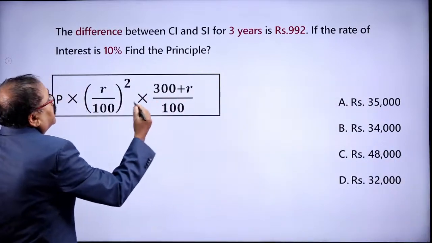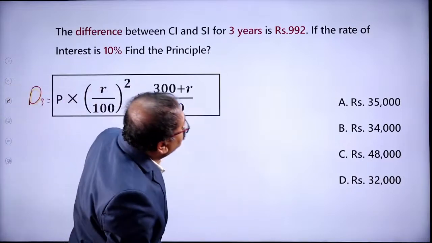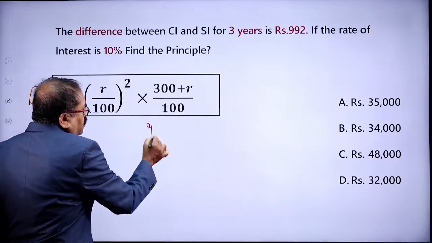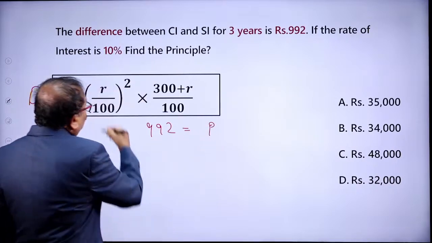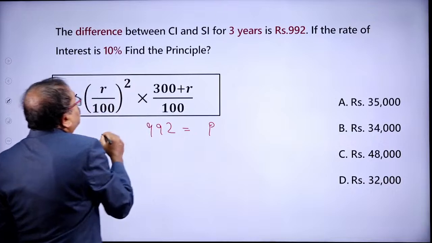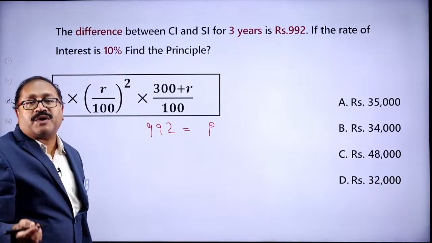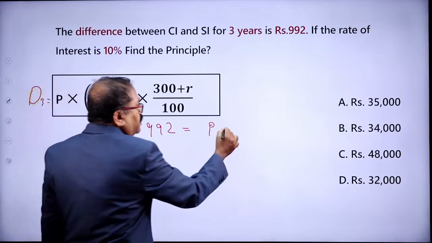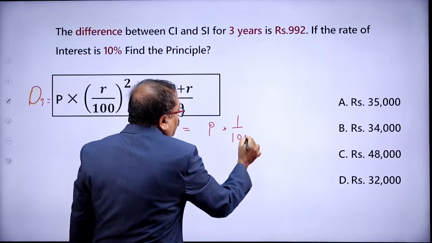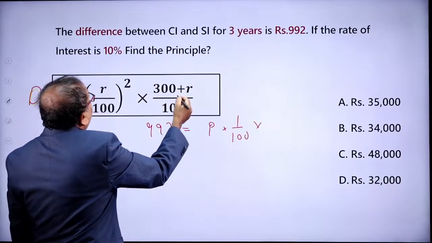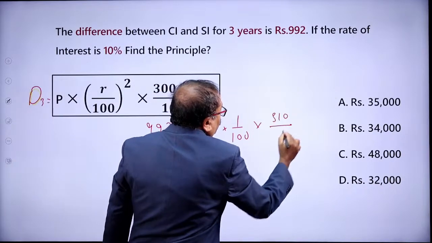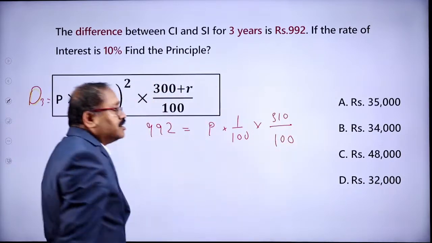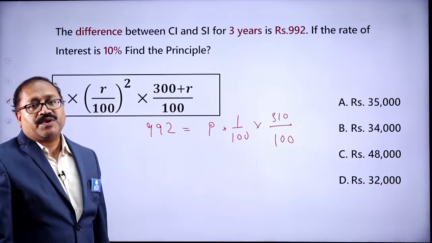So here you see what is the difference? The difference is 992, which is equal to P into R by 100, where R is 10. So 10 by 100 to the whole power 2, which is nothing but 1 by 100. So let's go for 1 by 100 and into 300 plus R, so 310, that's 310 by 100. Will I get the P value here? We will get the P value here.